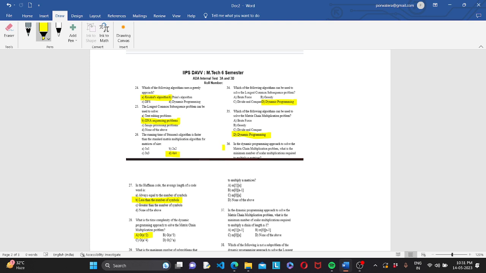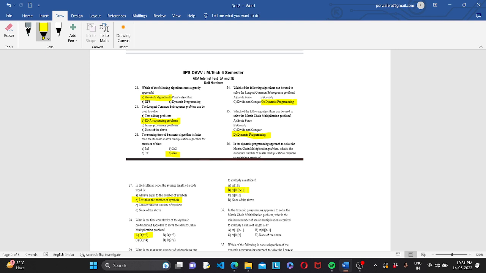Now question number 36 is, in the dynamic programming approach to solve the matrix chain multiplication problem, what is the minimum number of scalar multiplications required to multiply n matrices? So to multiply n matrices, we will be needing option number B, which is m of 0, n minus 1.